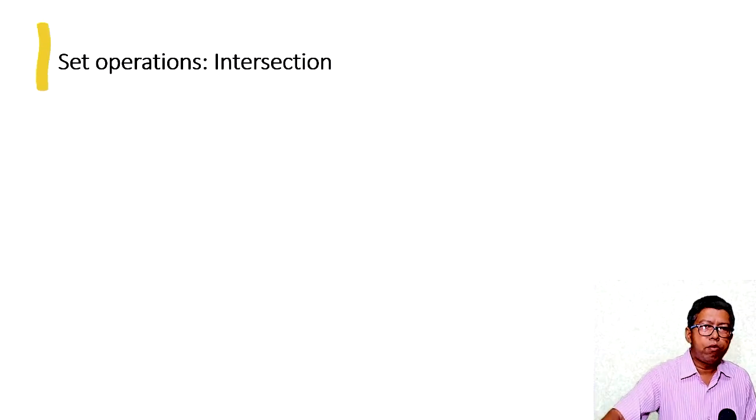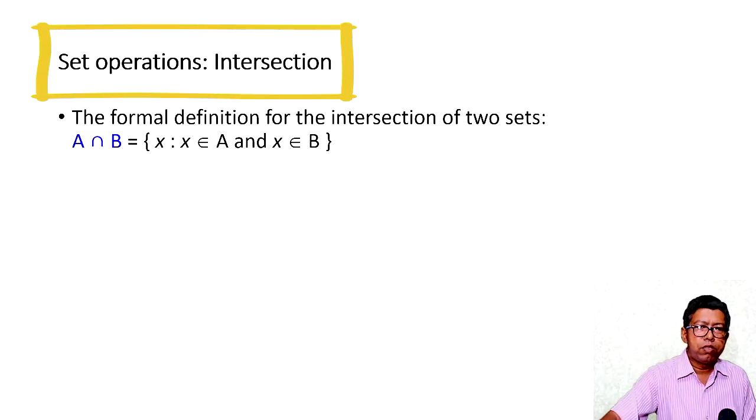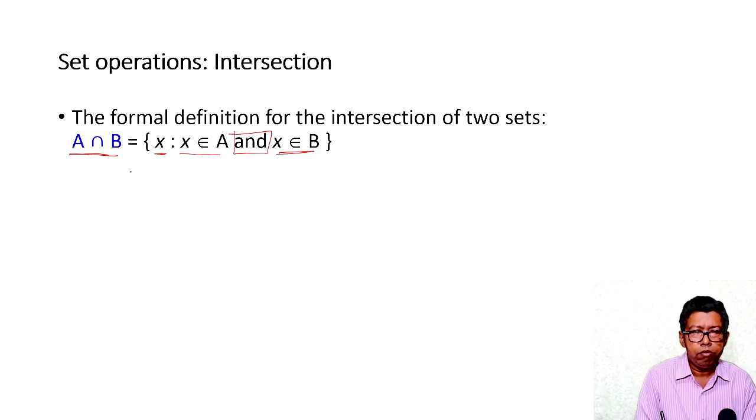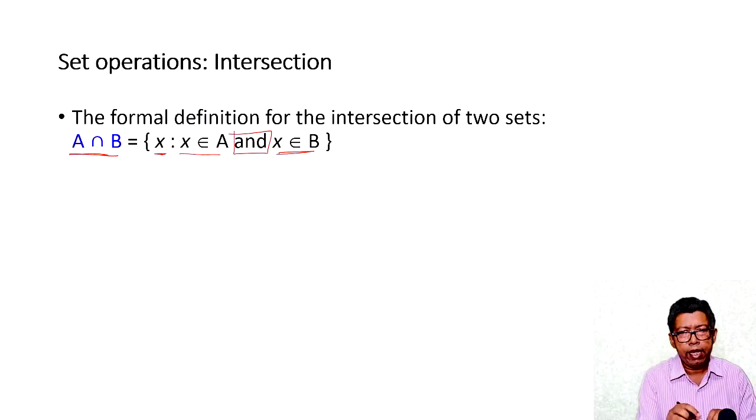Okay, next is set operation intersection. It is denoted in this way: A and B are two sets. A intersection B is also a new set, and it contains the element X such that X belongs to A and X belongs to B. So here the conjunction is AND. In intersection you will get the conjunction AND, and in union you will find the conjunction OR. In intersection this element X will simultaneously belong to A and B. The same element X will be in set A and set B.